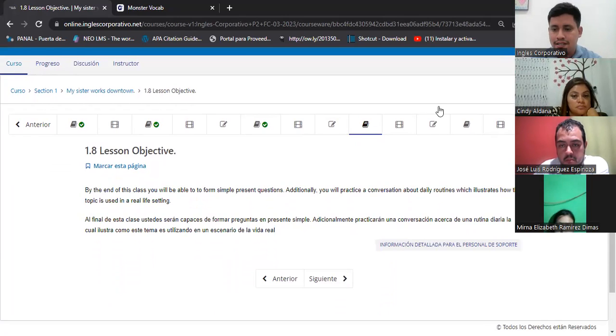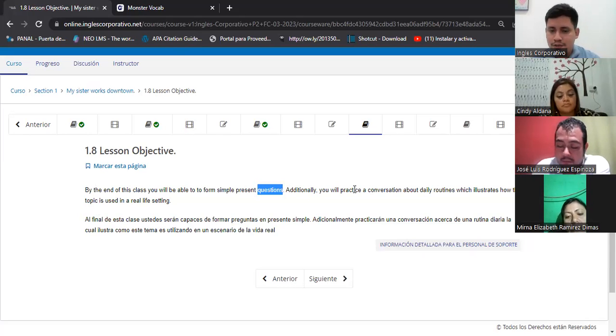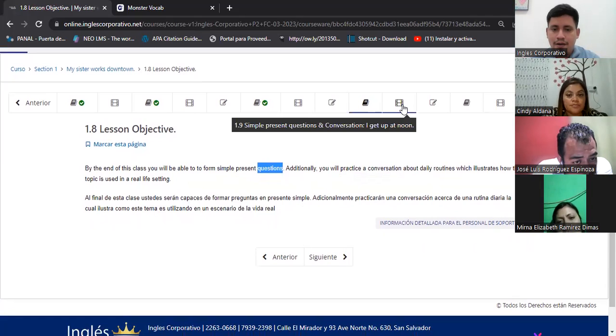In this lesson objective, we're moving fast because we have been discussing this in previous classes, the class we received yesterday, so that's the reason why I'm moving fast here. Lesson objective 1.8 says by the end of this class, you will be able to form simple present questions. So you have been working on it. Additionally, you will practice a conversation about daily routine, which illustrates how this topic is used in real life settings. We haven't done that yet because this is the activity that we're going to be working on in the breakout rooms, okay? That's what we are going to do now.